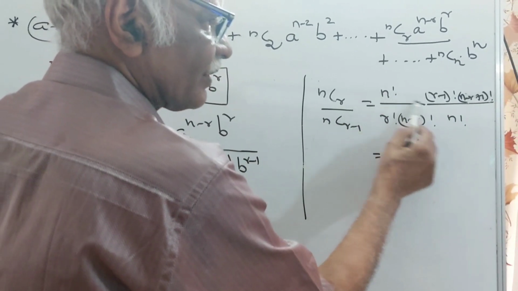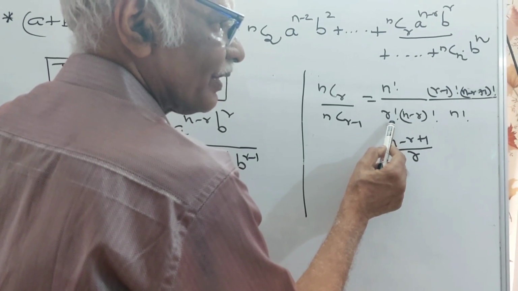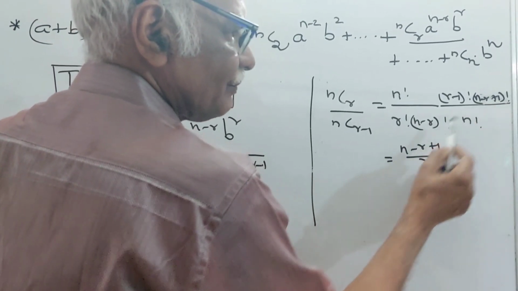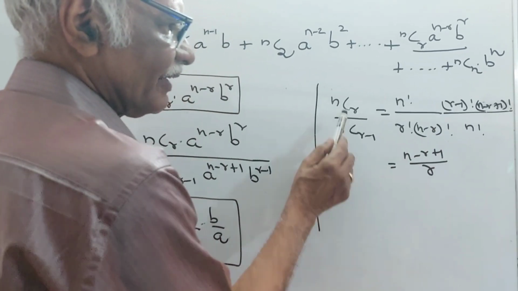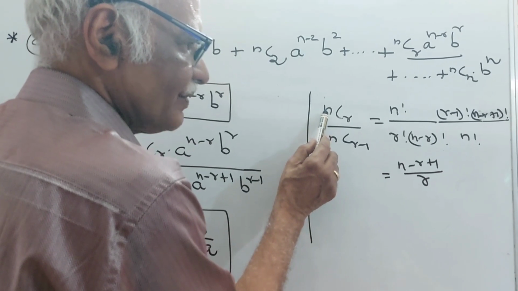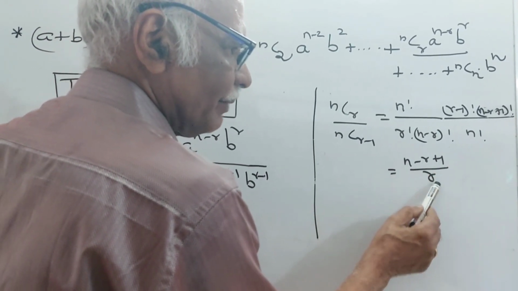You can see n factorial will cancel, (r minus 1) factorial and r factorial will go with r in the denominator, and (n minus r plus 1) in the numerator. So the net effect of nCr by nC(r minus 1) is (n minus r plus 1) by r.